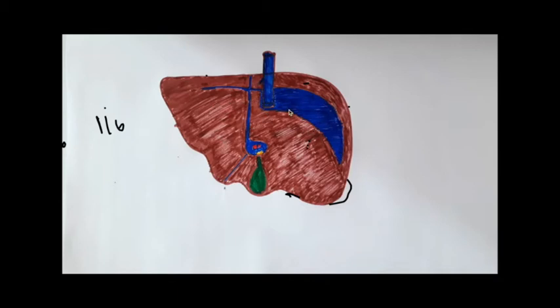And this is the posterior surface. In the superior surface, this is the superior layer of the coronary ligament, and this is the inferior layer of the coronary ligament. Both joined together to form the right triangular ligament. This is the right triangular ligament, and this is the left triangular ligament. Between these two ligaments is the bare area, which is not covered by the peritoneum. This is the groove for the inferior vena cava, and this is the ligamentum venosum, which is the remnant of the ductus venosus.